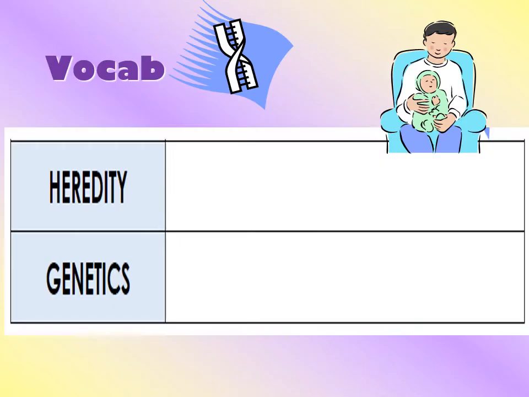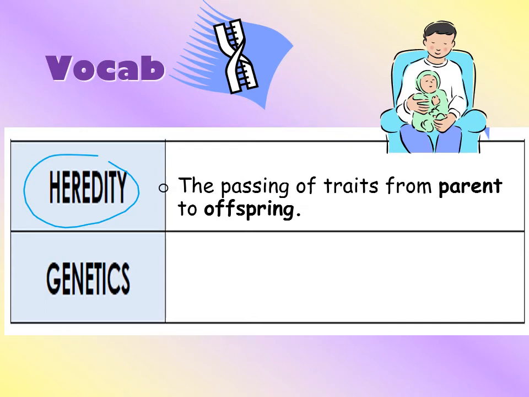Let's get started. All right, let's start with two basic words that you guys have actually already been hearing. Heredity, we're going to define as the passing of traits from parent to offspring. So we've already been doing that. You guys did an inheritance gizmo. Inheritance is a derivative of that word, so you have some understanding of that.